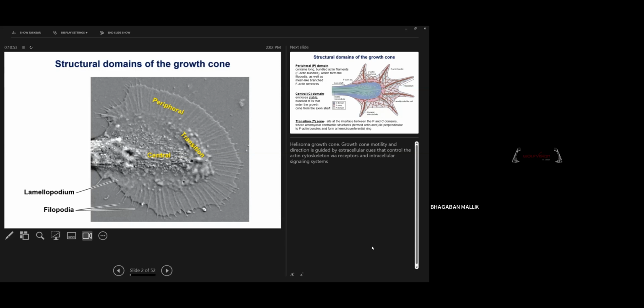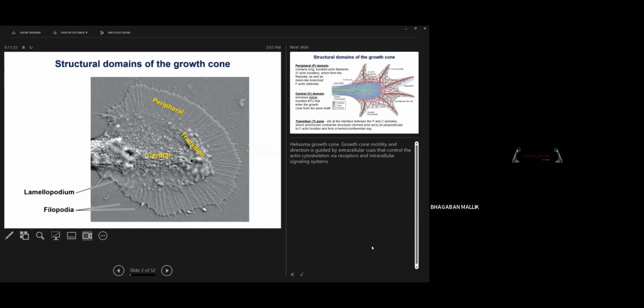This is the snail growth cone. Here the growth cone consists of 3 different zones. You have the central zone, where the microtubules, consisting of alpha and beta tubulin, extend into the tail, like I showed in the previous slide. You have the transition zone in between the peripheral and central zone, and the peripheral zone mostly consists of the actin cytoskeleton.